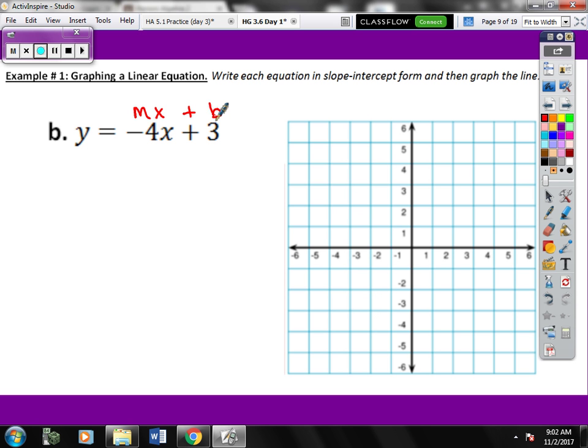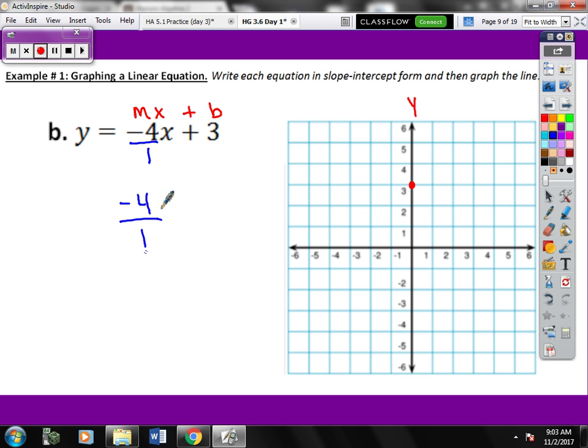So of course we can see the y-intercept is 3, that's easy. But the slope is just -4. So what can I do to make that into a fraction? Yeah. Put it over a 1. Okay. Put it over a positive 1. Not a negative 1, because if we do put a negative, these would cancel out and make it a positive 4x.